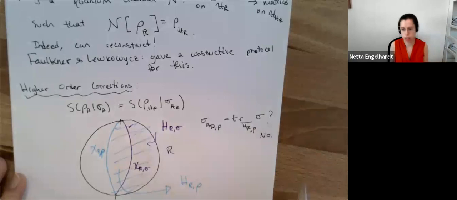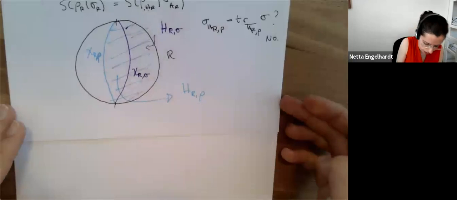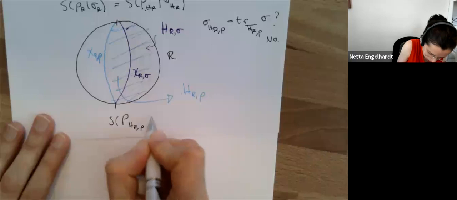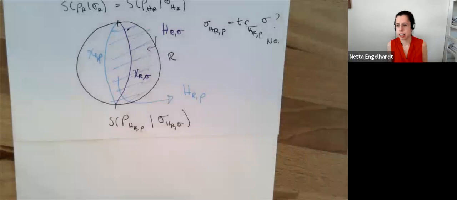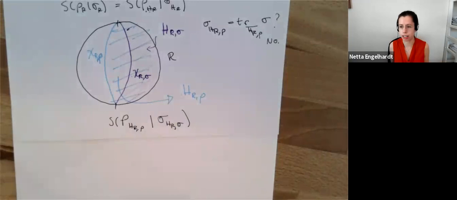Well, then surely we should just evaluate S of rho on H_R rho, and sigma on H_R sigma, right? Except this lives in a different subspace from that. These are two different Hilbert spaces that we're defining here. So we don't want to compute the relative entropy between these two states that live on two different subspaces. So also no.